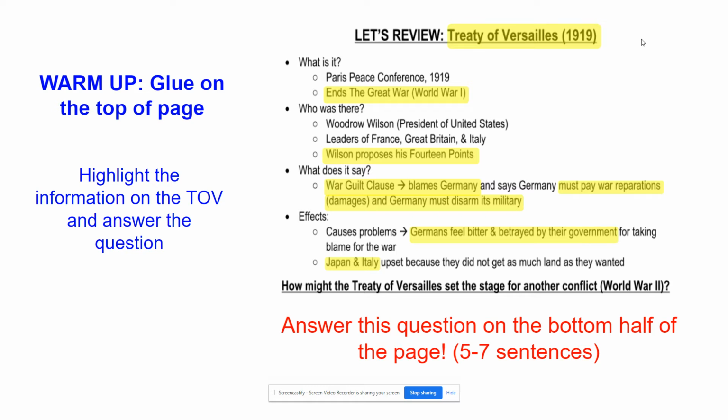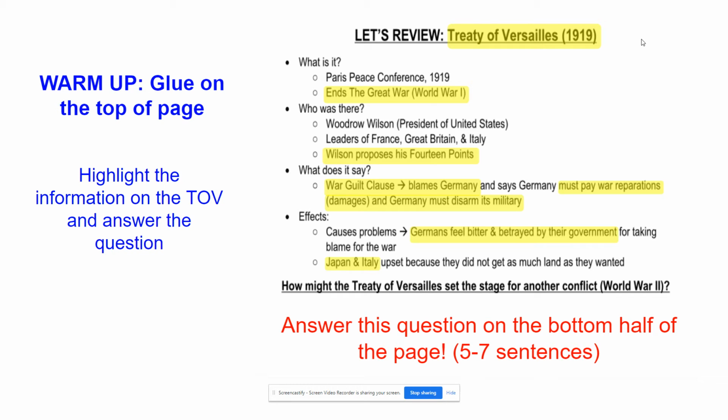The Treaty of Versailles has the war guilt clause. It's going to blame Germany. Germany is responsible for all of World War I. They have to pay reparations, which are the damages. So they have to pay everyone affected by the war. They also have to demobilize and disarm their military. They're not allowed to be military active.